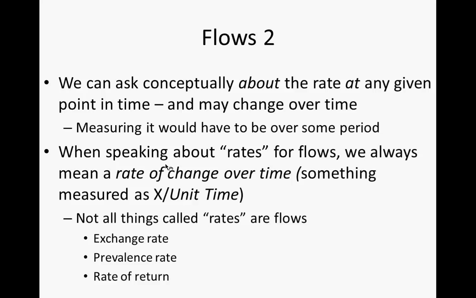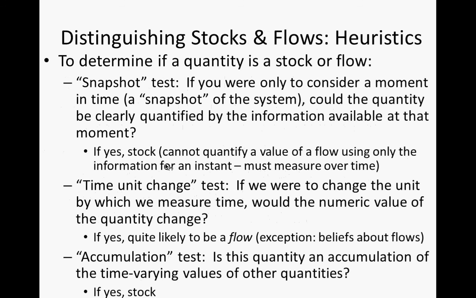An interest rate is what percent of a certain amount of money in the bank do you get back for interest per year. That's an interest rate. It is a rate. It's measured in some amount per unit time, a fraction per unit time. And there's some others as well, a so-called prevalence rate. Okay, so how to distinguish stocks and flows? If you're thinking about a system and you want to describe it with stocks and flows, there's a couple ways you can do this.